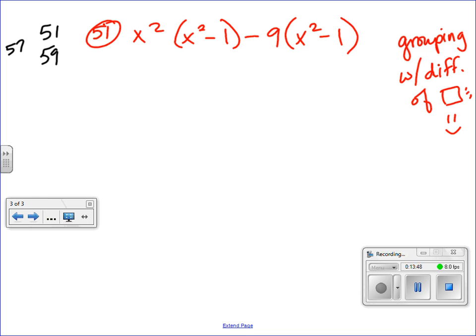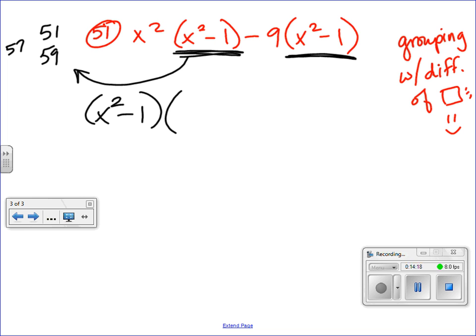What do I have in common? What's written right now? Both sides. I've got the quantity x squared minus 1 common to both sides, the left and the right, correct? So if you can think grouping, and Wickstrom always taught this, I love the way he taught this, you take that quantity and you throw it out front. So now I've got x squared minus 1. What's left over? X squared minus 9.